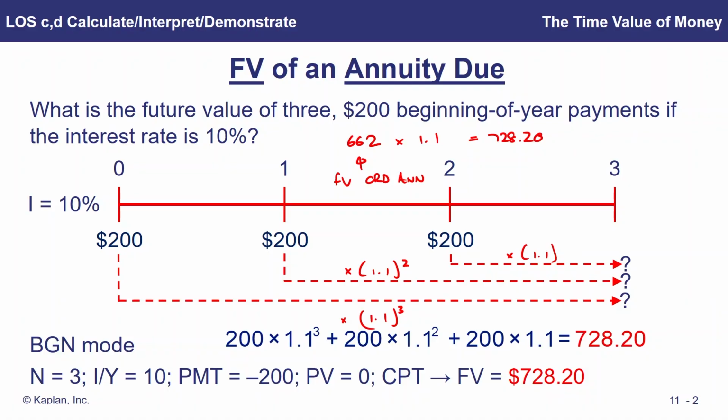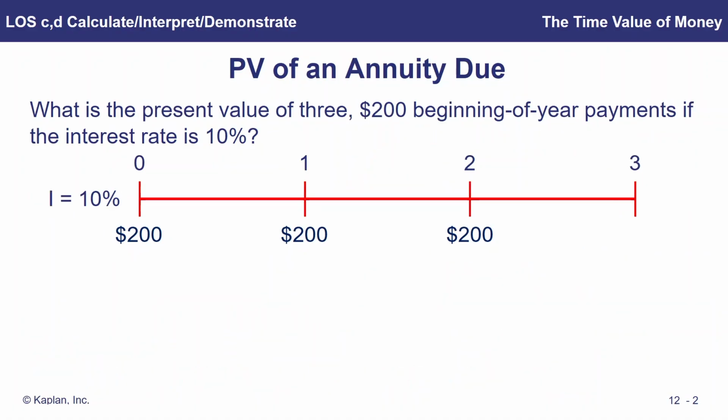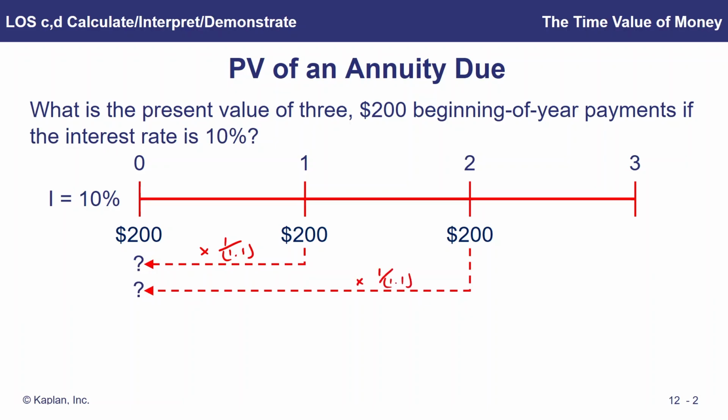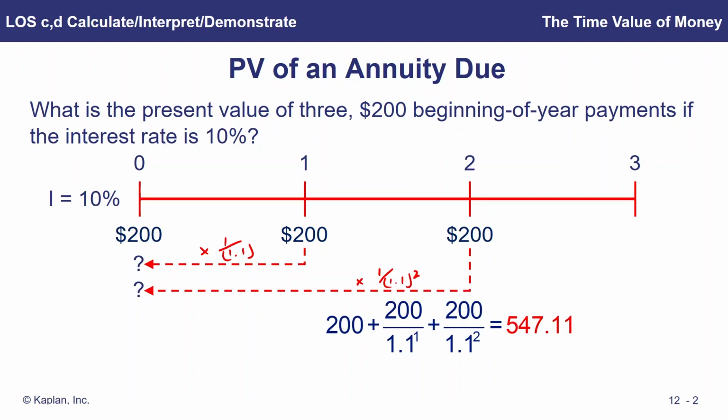Good, okay. Present value of an annuity due. So we've done future value, so we're now going to do present value. And likewise, there are a number of ways of doing this. We could take the first $200 and discount it back one period, so multiply it by 1.1, take the second cash flow and discount it by 1.1 squared periods. And of course, the cash flow at T0 doesn't need to be discounted at all because it's at T0.